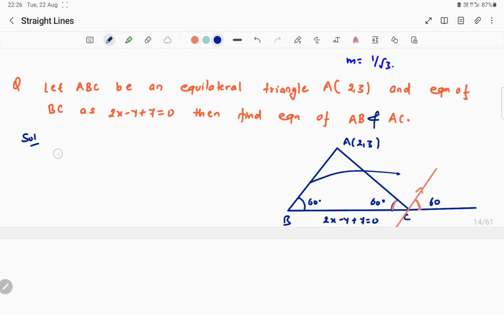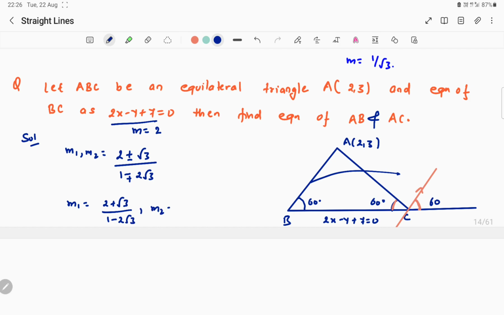What formula? The slopes of those lines, m1 and m2, are given by: the slope of this line, m, is minus coefficient of x by coefficient of y, which is 2, and then plus or minus tan theta, where tan theta is root 3, divided by 1 minus or plus m m1. So what are your slopes? Your first slope is (2 plus root 3) by (1 minus 2 root 3), and the other slope is (2 minus root 3) by (1 plus 2 root 3). Okay, but these are the slopes, isn't it? But they are asking particularly what is the equation of the line, isn't it?